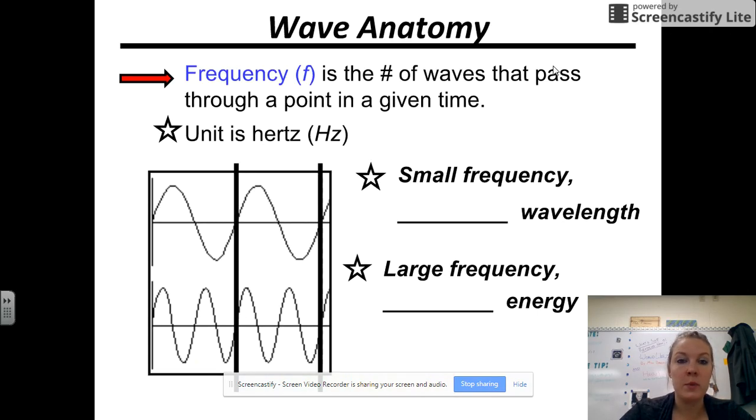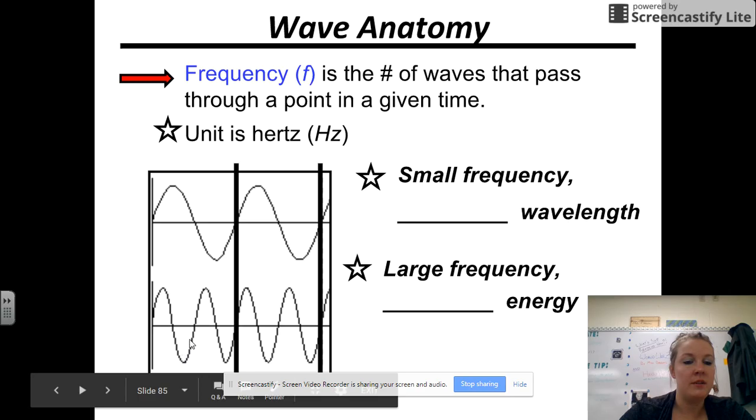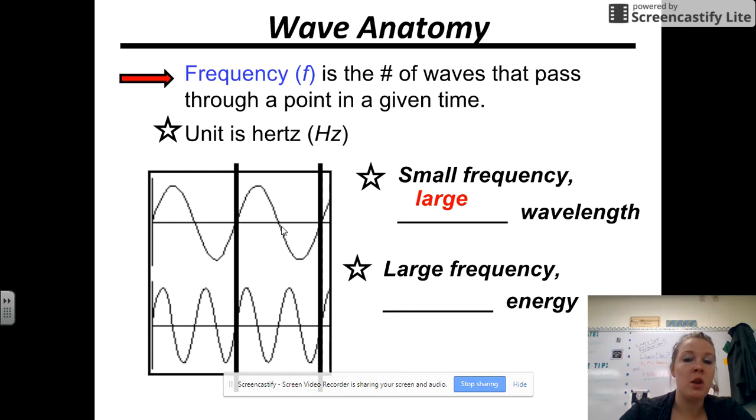So like I said before, frequency is the number of waves that pass through a point in a given time, and we measure it in hertz. So if you look at these two waves below, I have one, two wavelengths, and down here I have 1, 2, 4 wavelengths. So if we have a smaller frequency, so this is a smaller frequency because it's happening less frequently, we have a larger wavelength.